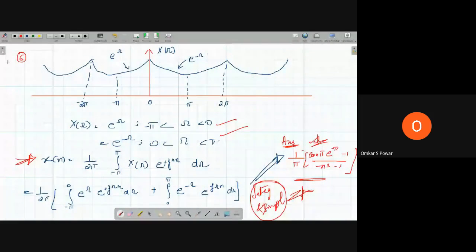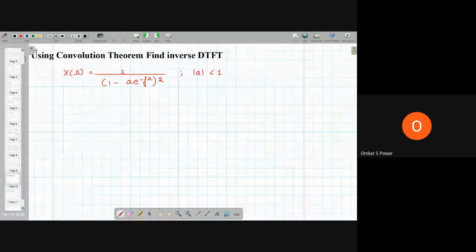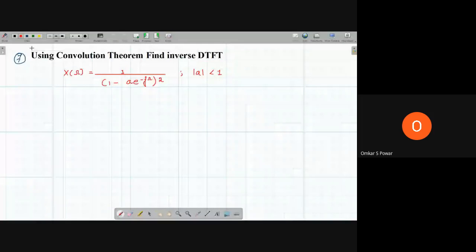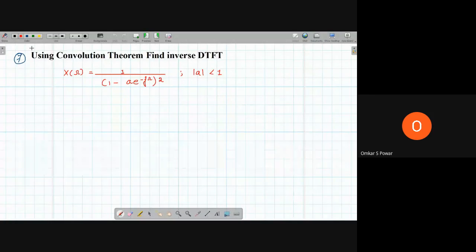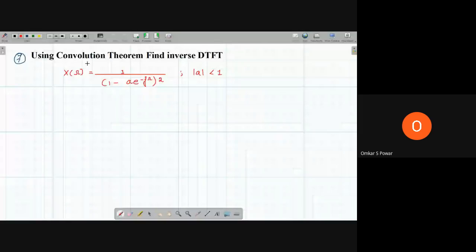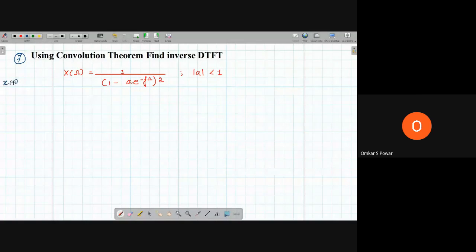Okay, so now this is the kind of problem we are looking for. Using the convolution theorem, find the inverse DTFT. We have to find x of n using convolution only. We have to use properties. So what do we have to do?